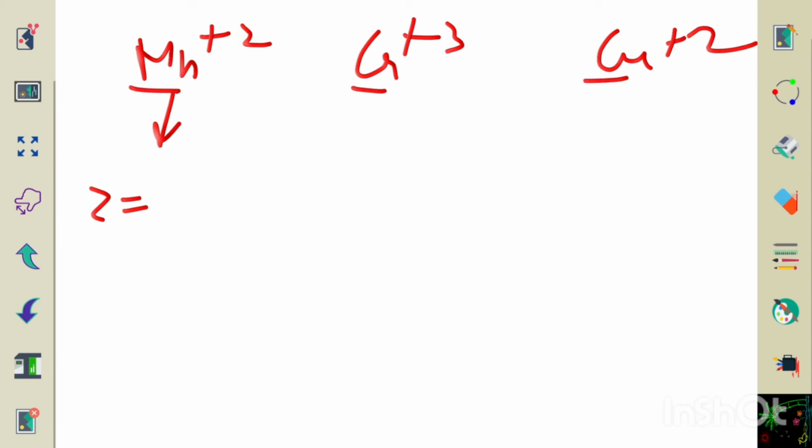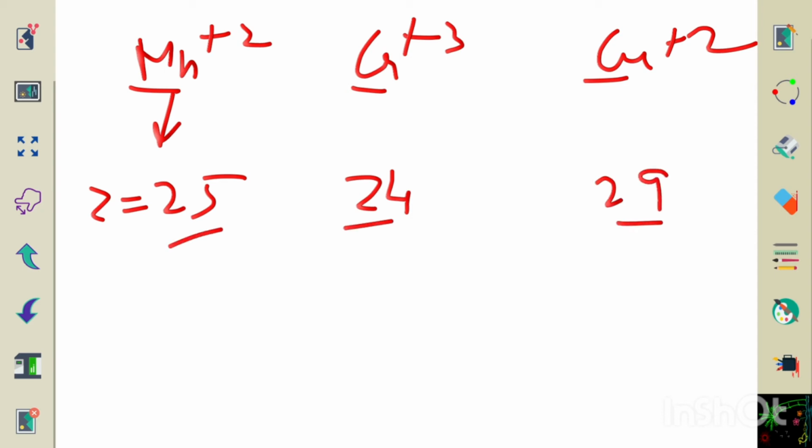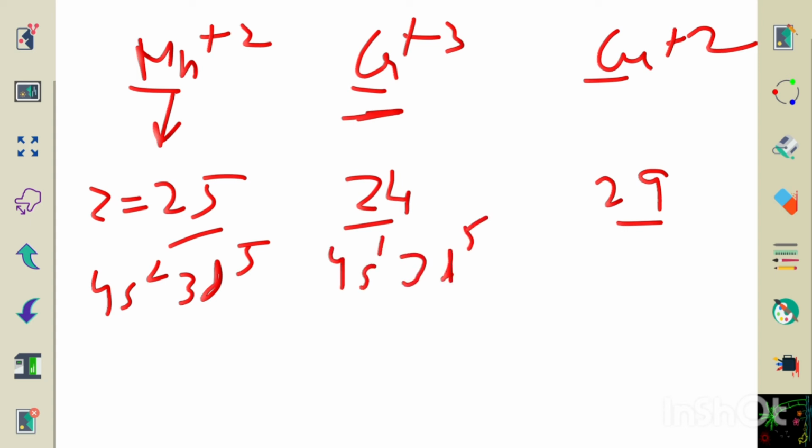chromium and copper. For manganese it is 25, for chromium it is 24, and for copper it is 29. So its configuration will be 4s2, 3d5. For chromium an exception was there, as I told you earlier, so it was 4s1, 3d5, and in copper also similarly an exception was there, because half filled and fully filled orbitals are stable, 3d10. Now you have to make the ions plus 2, plus 3, plus 2.